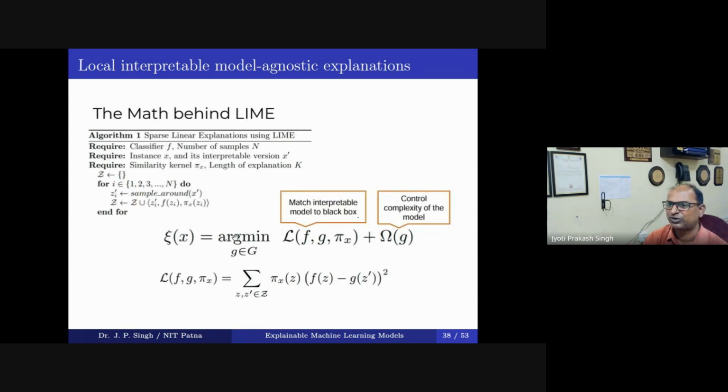Mathematically, if you want to see how it is working, this is how. You have a classifier and a number of samples, you create an instance, an interpretable version, and then you go through this. Normally we minimize this sort of loss function. In general, this is the loss function, this is the black box model, this is the approximate model, and this is how the model's complexity is controlled.